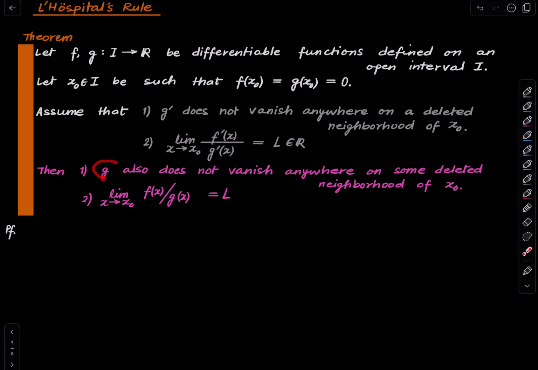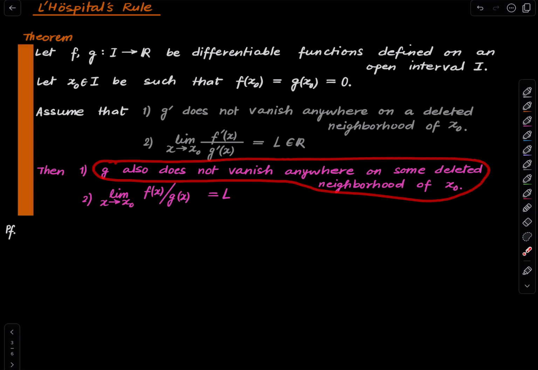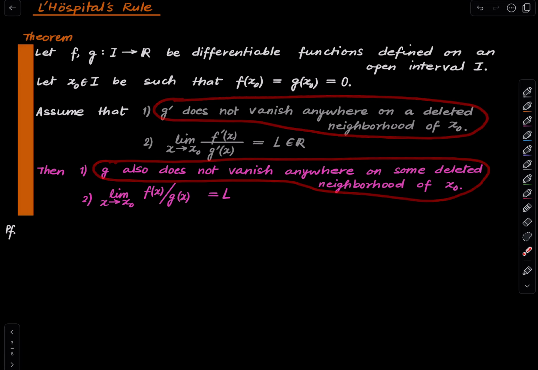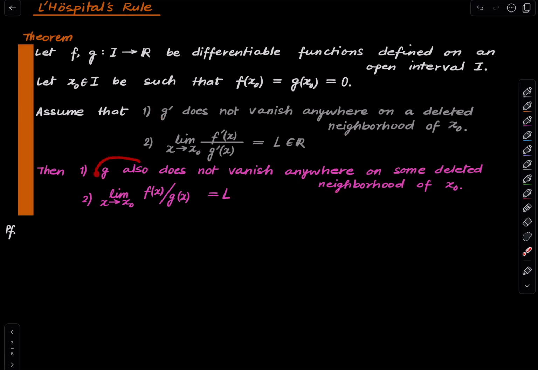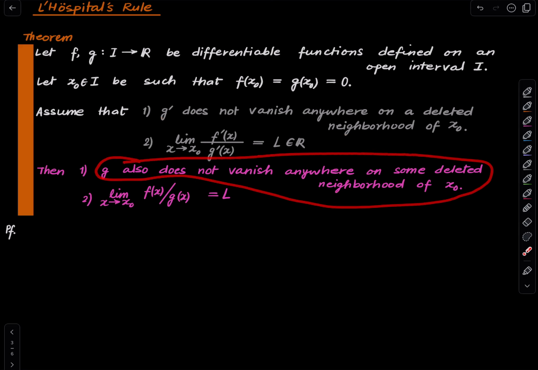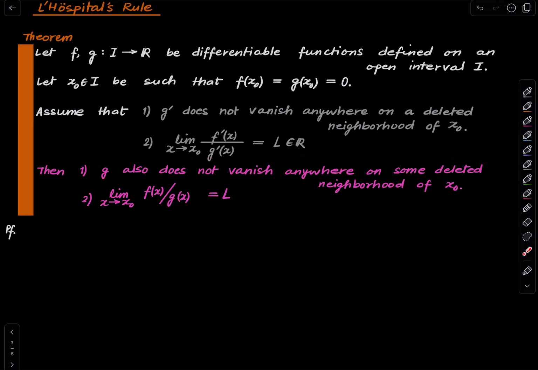first that g does not vanish anywhere on some deleted neighborhood of x naught. So we had this assumption on the derivative, but we can say the same about the function itself. More importantly, we can calculate this limit. So the message is, if you can calculate this limit, you can calculate this limit, and those two things are equal. But of course, you need some hypothesis, a very mild hypothesis.